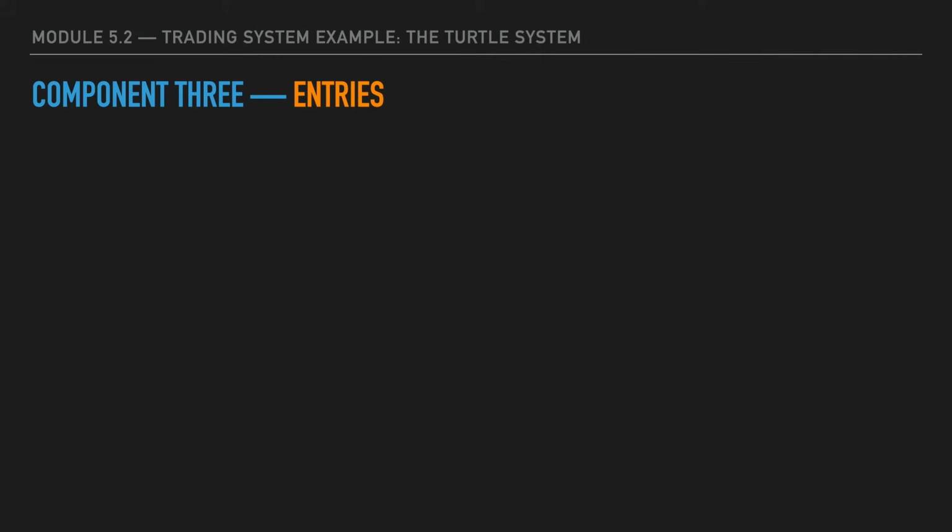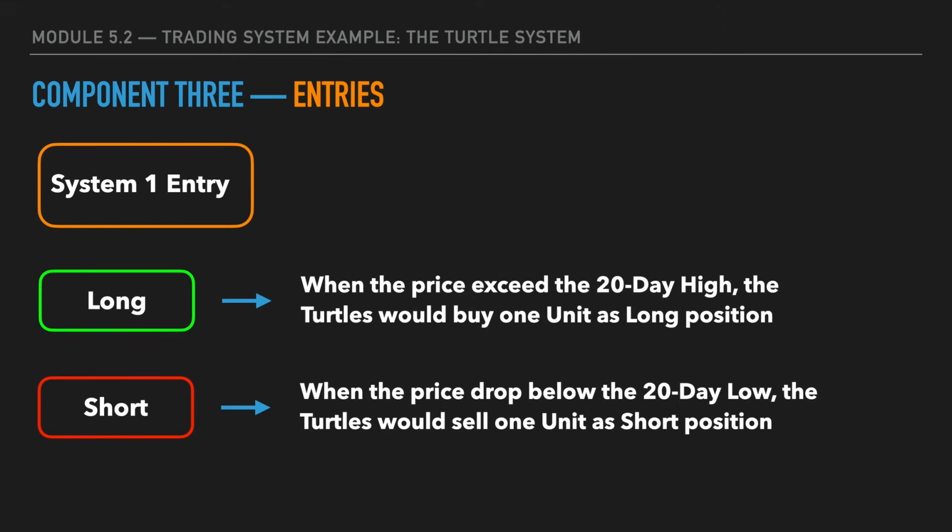Alright, now let's take a look at the details of these two entry systems that the turtle traders use. System 1 entry. When the price exceeds the 20-day high, the turtles would buy 1 unit as a long position. When the price dropped below the 20-day low, then the turtles would sell 1 unit as a short position. System 2. When the price exceeds the 55-day high, the turtles would buy 1 unit as a long position. When the price dropped below the 55-day low, then the turtles would sell 1 unit as a short position. So these are the two entry rules that the turtle system adopted.